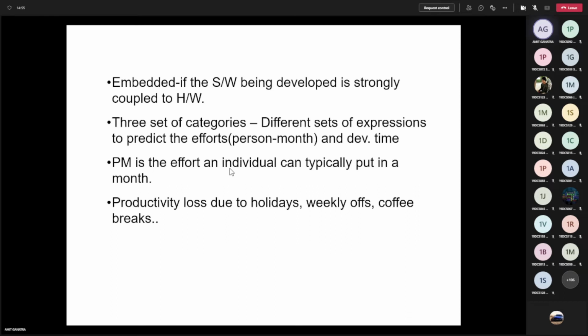The first is to estimate the effort, meaning if a person has to work, how many months he has to spend, that is called effort. And the second equation is the overall development time. So what is a person-month? A person-month is nothing but the effort an individual can typically put into a month, right? So one person working for 1 month is called a person-month. And you have to exclude the productivity loss due to holidays, weekly offs, coffee breaks. All this we have to exclude. This cannot be a part of your actual effort, right?